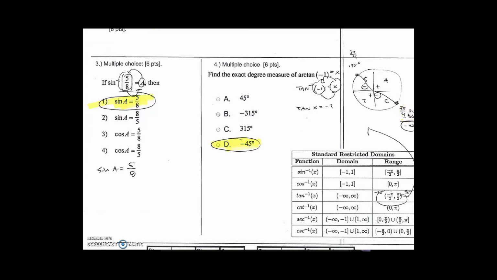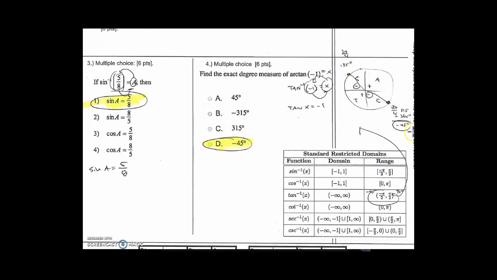Coterminal angle means same position, just a full rotation. In this case, if I subtract 360 degrees, I get -45. If I subtract 360 again, that would be too much, and it's not one of my choices. And if I add 360, it doesn't get into that range. So only this one does, and -45 is your answer.